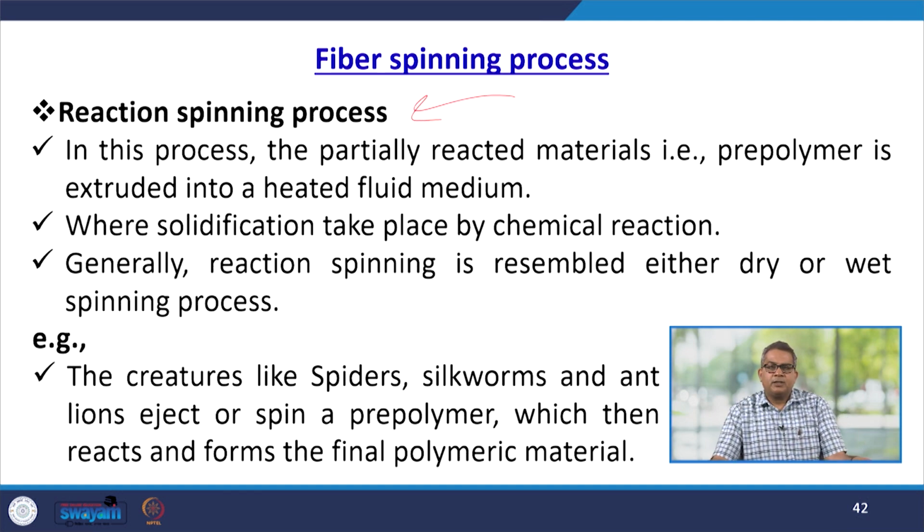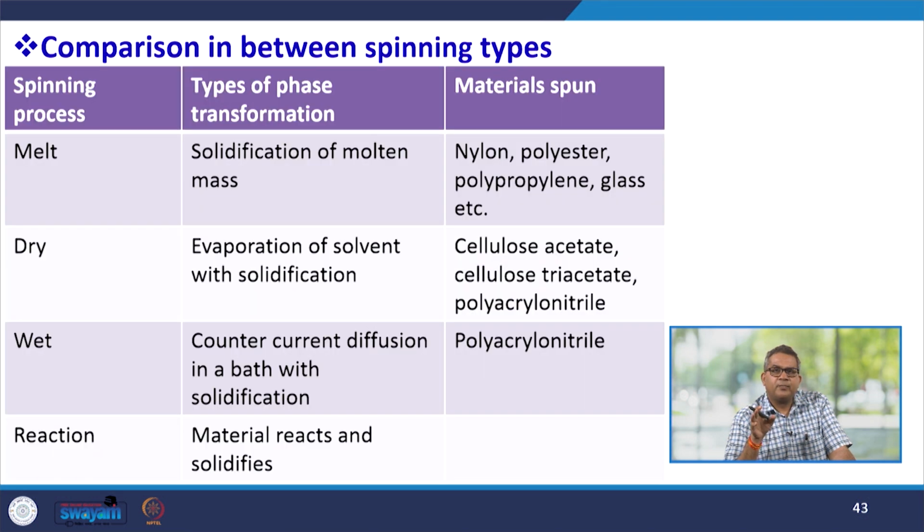In this process, the partially reacted material, that is pre-polymer, is extruded into the heated fluid medium, where solidification takes place by chemical reaction, and generally reaction spinning resembles either dry or wet spinning process. For example, creatures like spiders, silkworms, and antlions eject or spin a pre-polymer which then reacts and forms the final polymeric material.